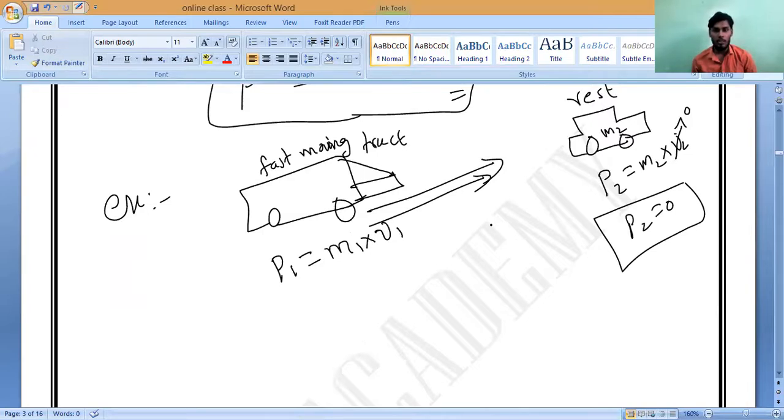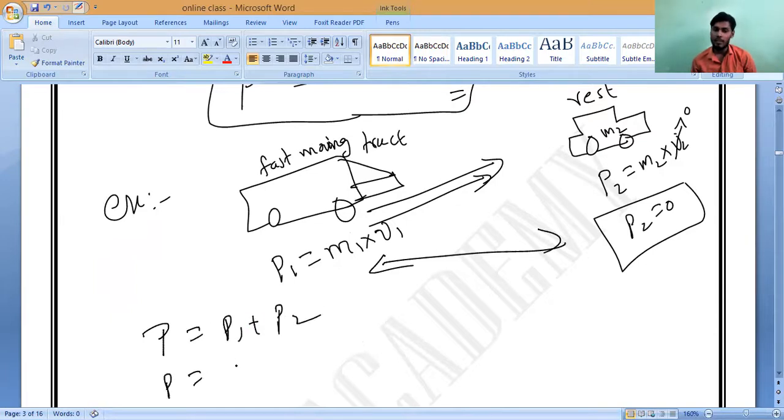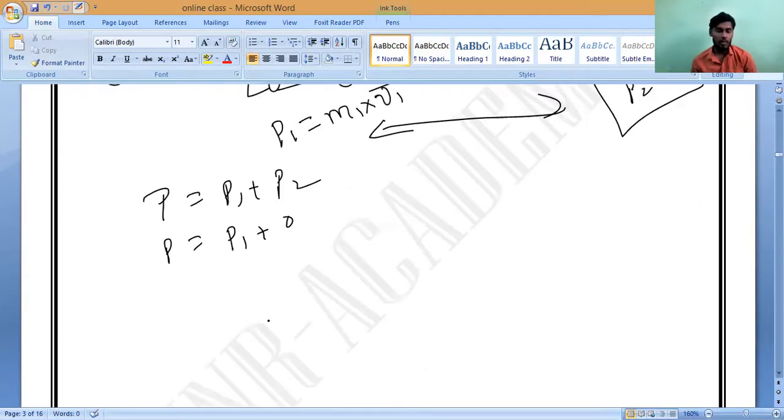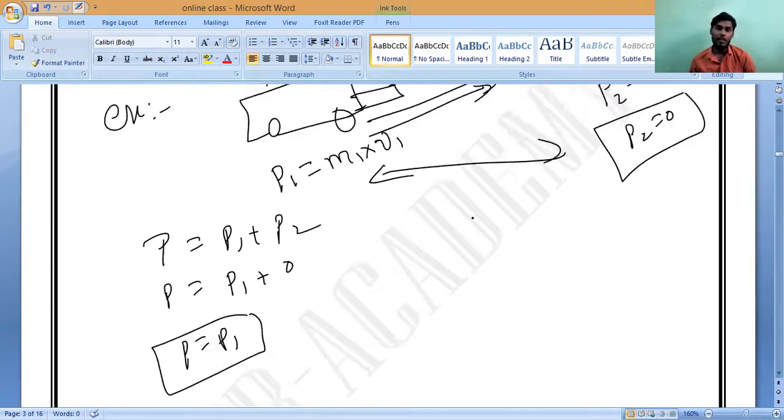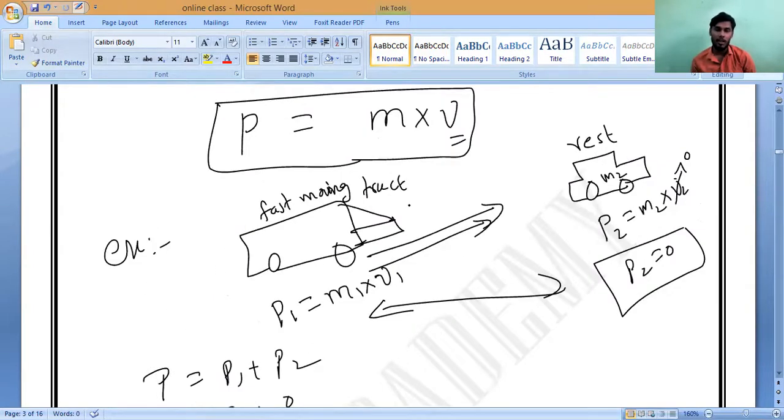What is the total momentum in this case? Please let me tell you. Total momentum P is equal to P1 plus P2, which is equal to P1 plus 0. So P is equal to P1. It means whatever momentum was gained by the truck, the same momentum is present before hitting the car. Is it yes or no?